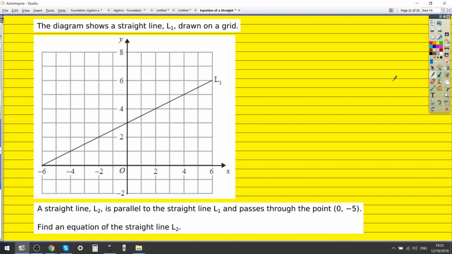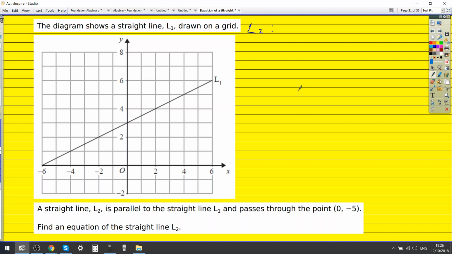Any idea here? I don't think so. So basically there's an L2 somewhere and you have to say the equation of it. Anything you know already about the equation of L2? It's parallel. Okay. And so what does that tell you about it, or what does parallel mean?